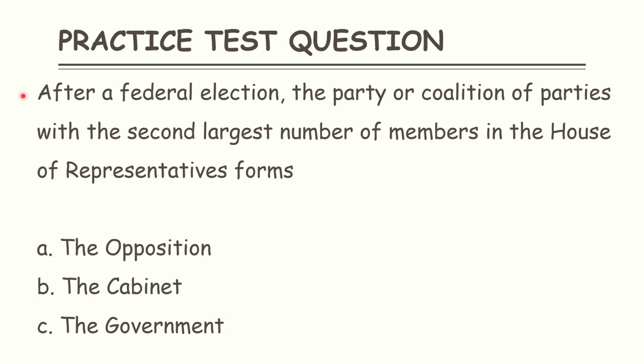After a federal election, the party or coalition of parties with the second largest number of members in the House of Representatives forms A. The opposition, B. The cabinet, C. The government. We'll come back to this question at the end of this video.